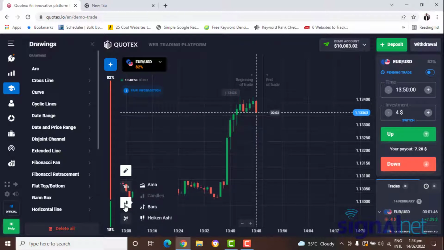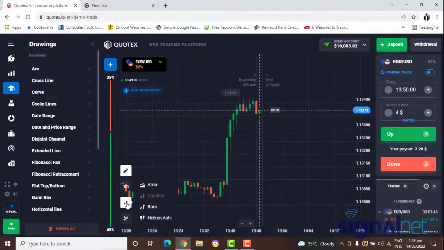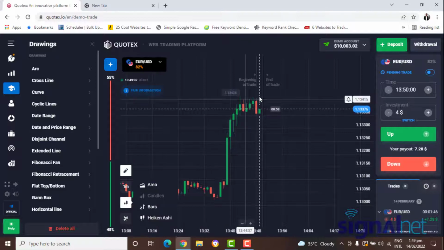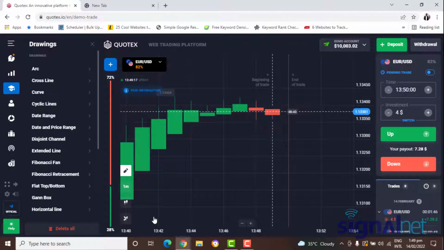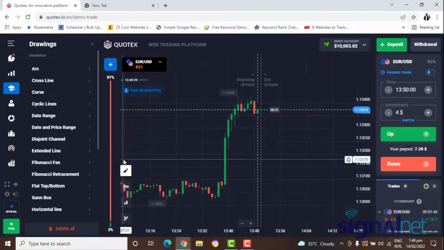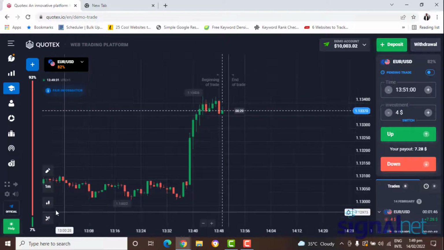Then for the candlesticks, you can change your chart type. Right now, I'm on candlesticks, that's why it's appearing this way. There's bar chart, which appears like this. There's Heikin-Ashi actually. Some people know how to use this. I don't really know how this works, but I know it's similar to the candlesticks. I just stick to the candlesticks anyway. Yeah. So let's close this back in.